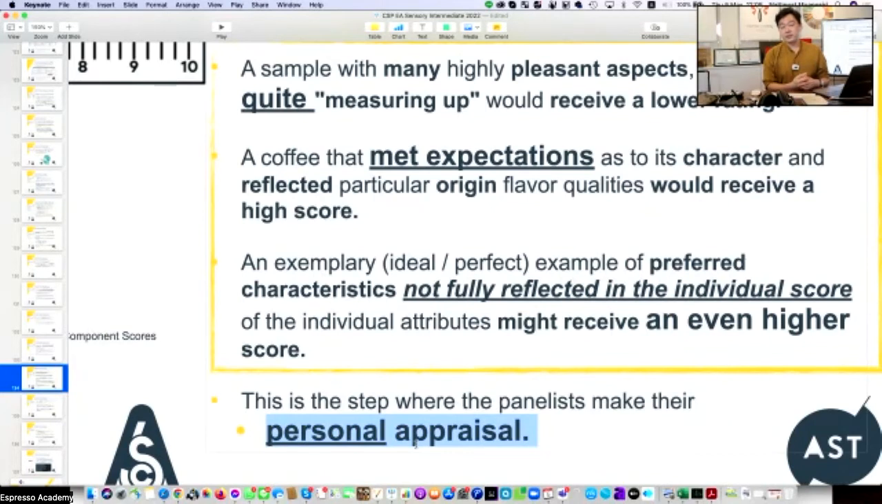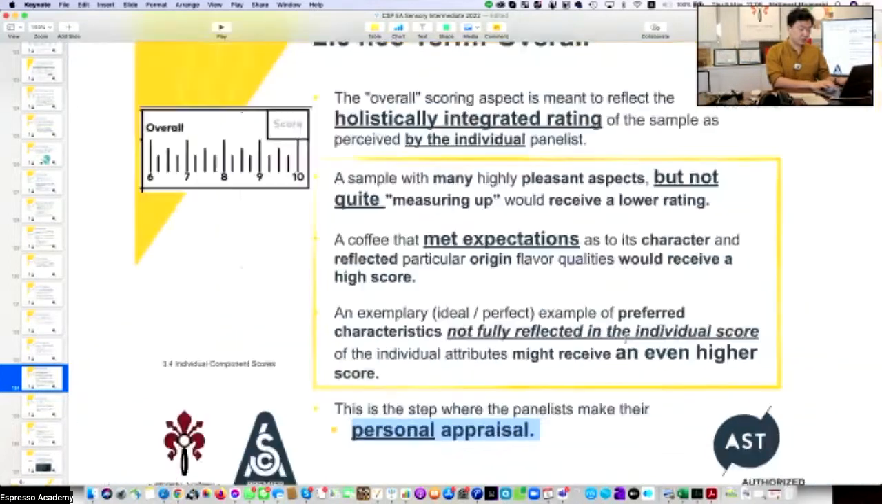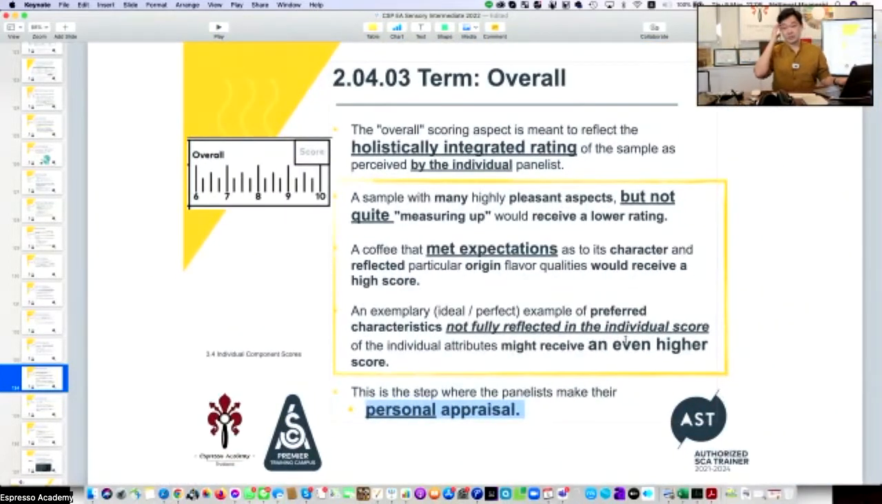That's really, really based on your experience. So because you need to build up your library on your sensory to get that information, so to score this coffee.